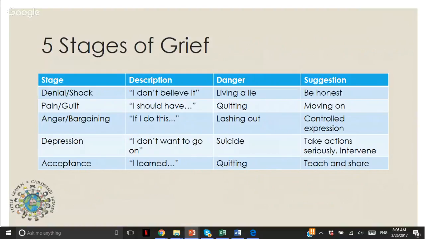The pain and guilt stage is, I should have. You feel guilty. That's when people say, man, I should have done this. I should have done that. That's what people usually react with. The danger is that they quit, that they don't try anymore, because they feel so guilty that they feel like they can't do anything anymore. That guilt just kills them.